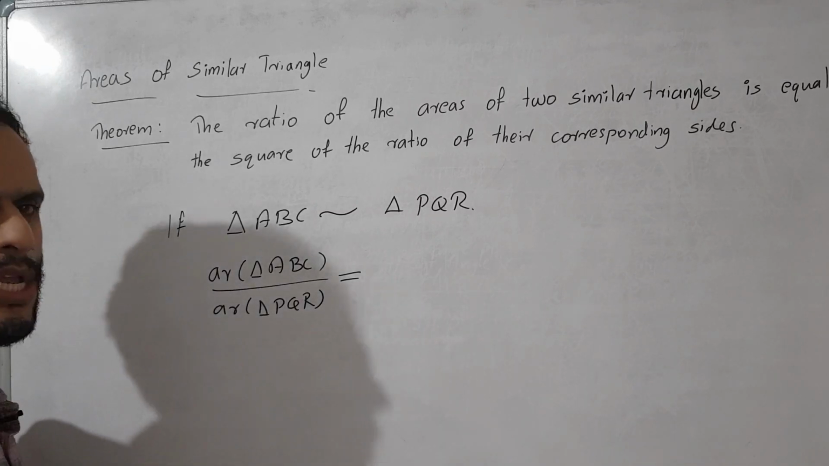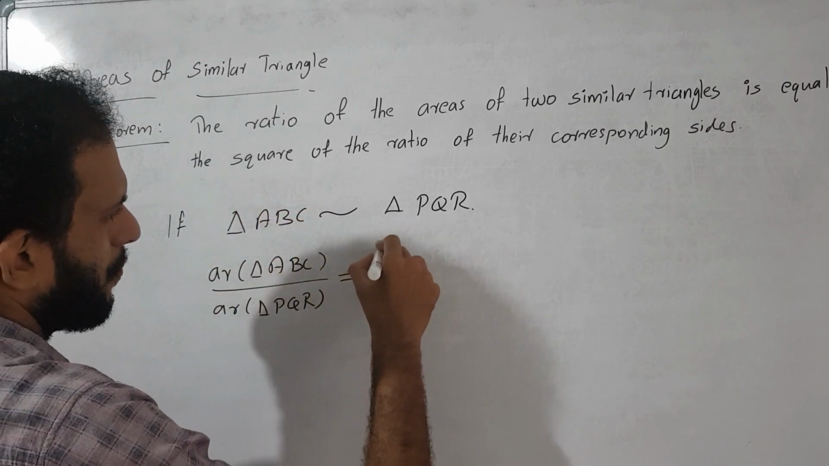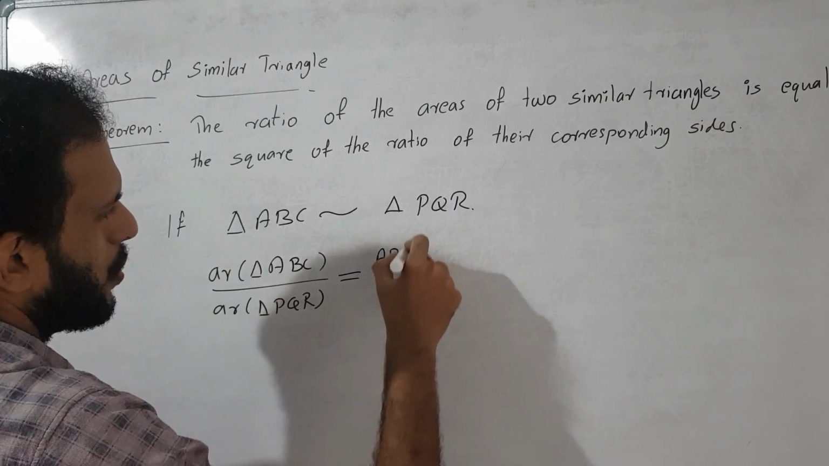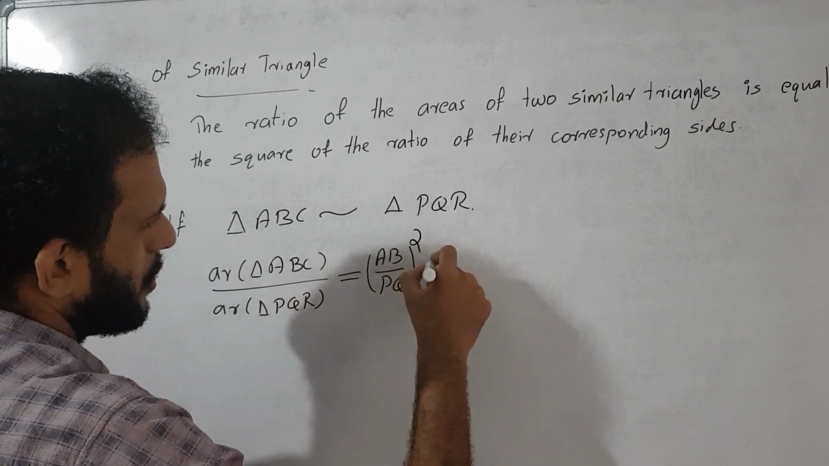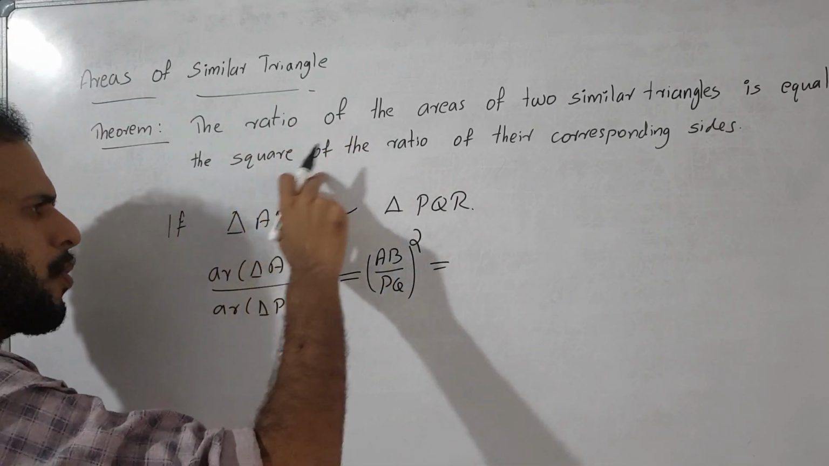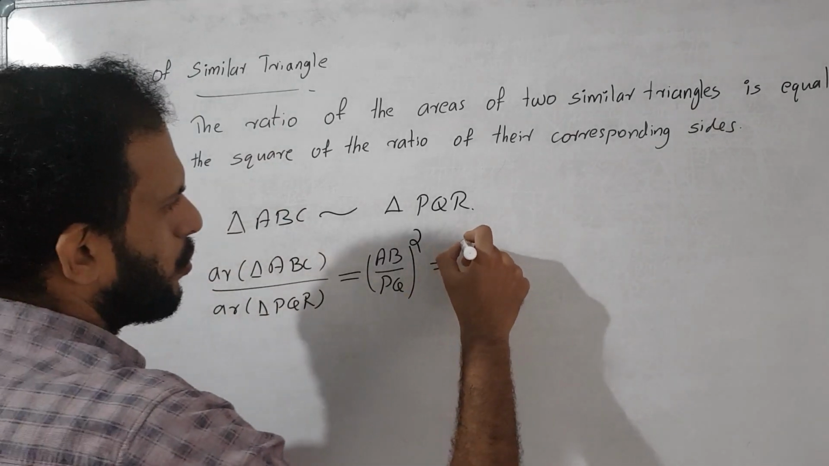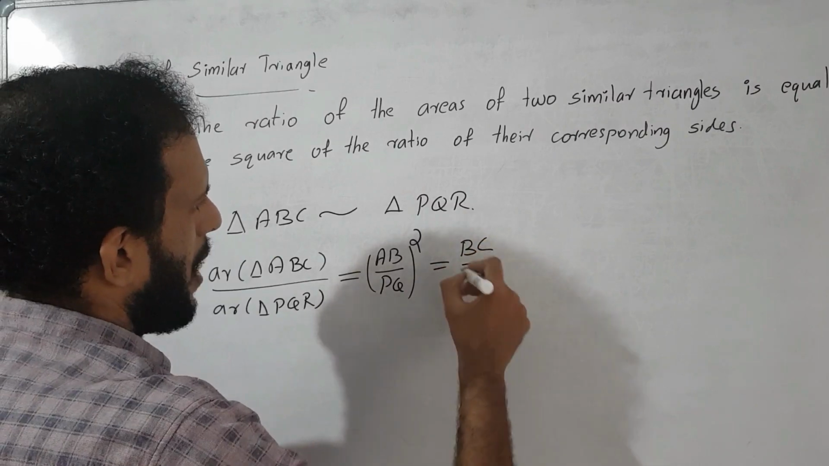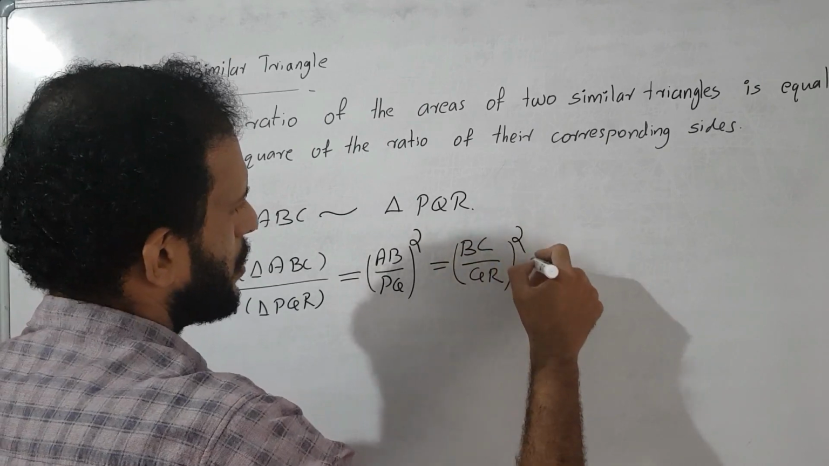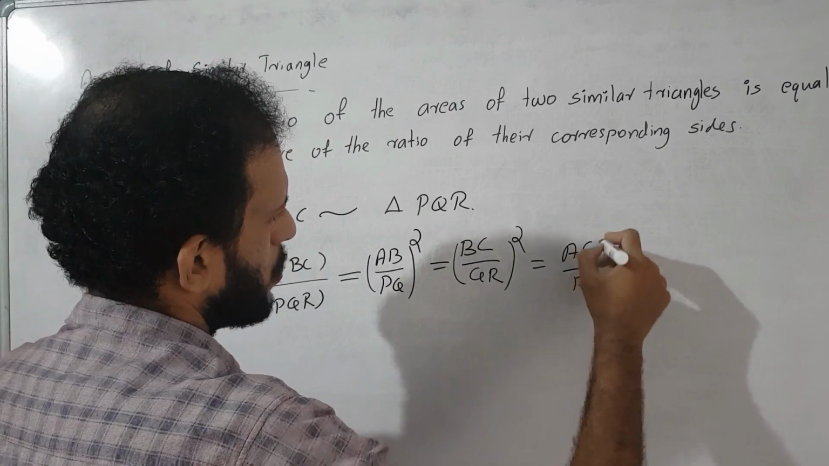Corresponding sides in the ratio, the square will be equal. Then what are the corresponding sides? AB and here PQ. Then AB by PQ whole square is equal to, not only for one side, but for all the corresponding sides, the square of the ratio. That means it is equal to BC by QR square is equal to AC by PR square.